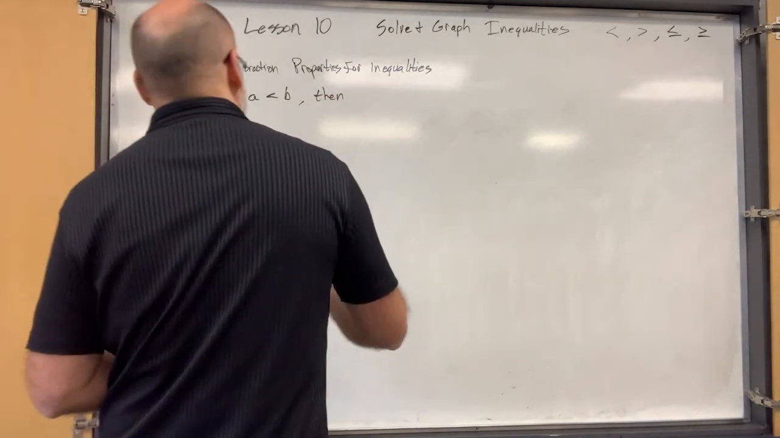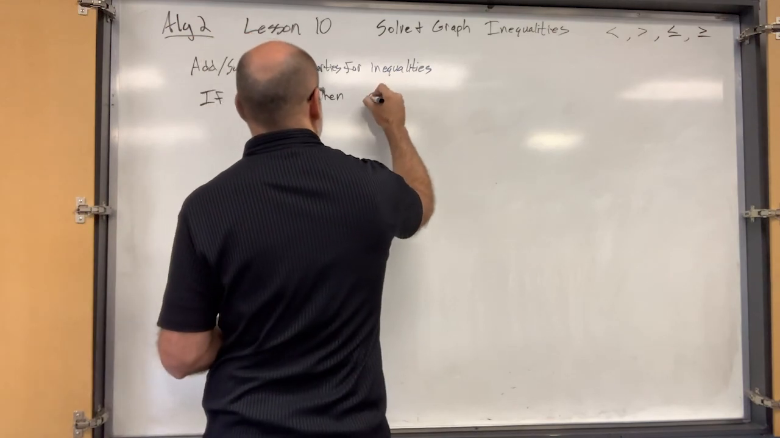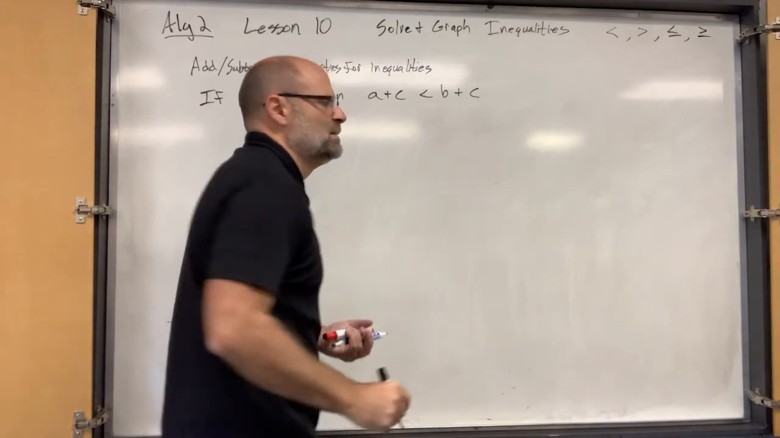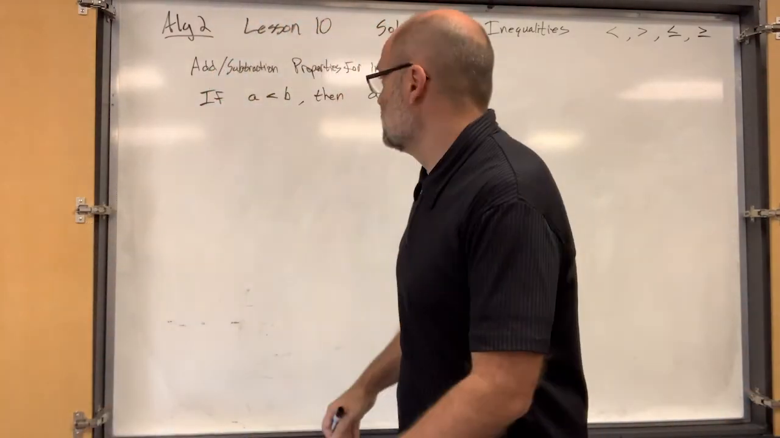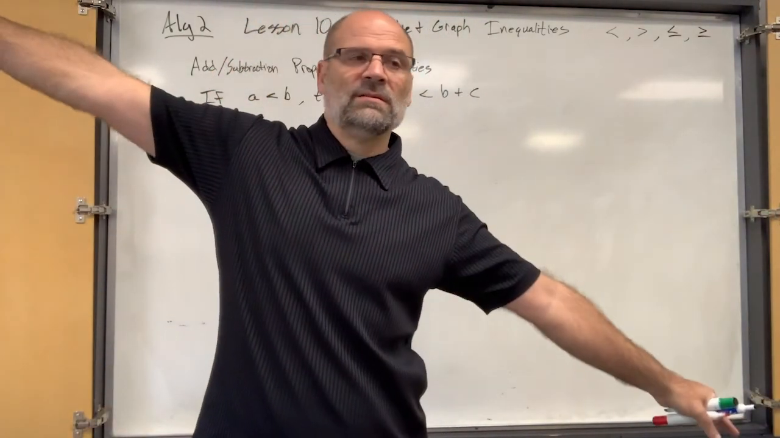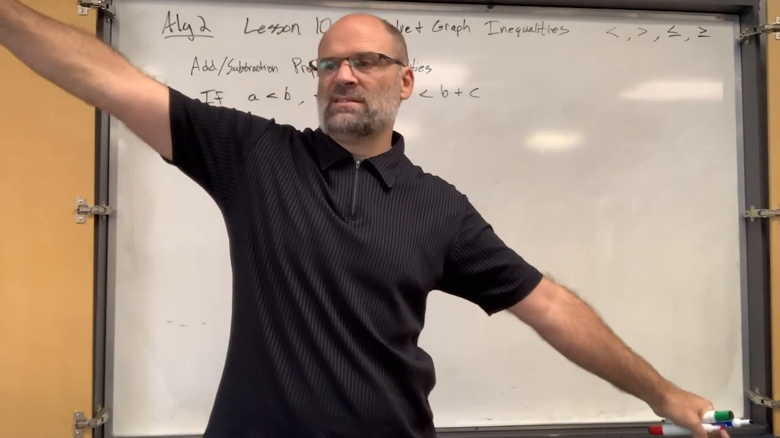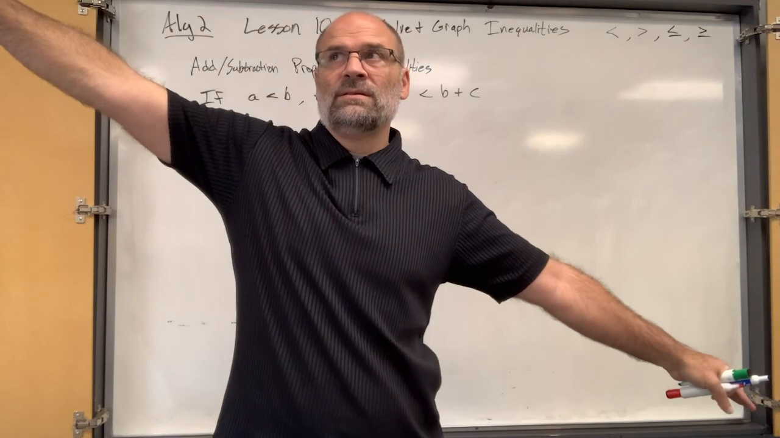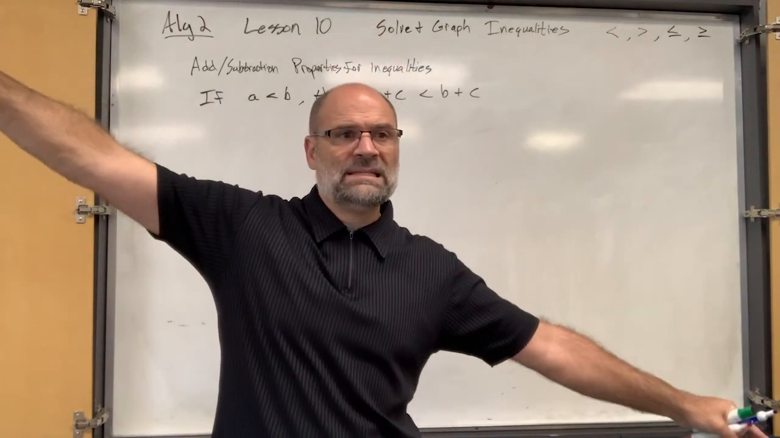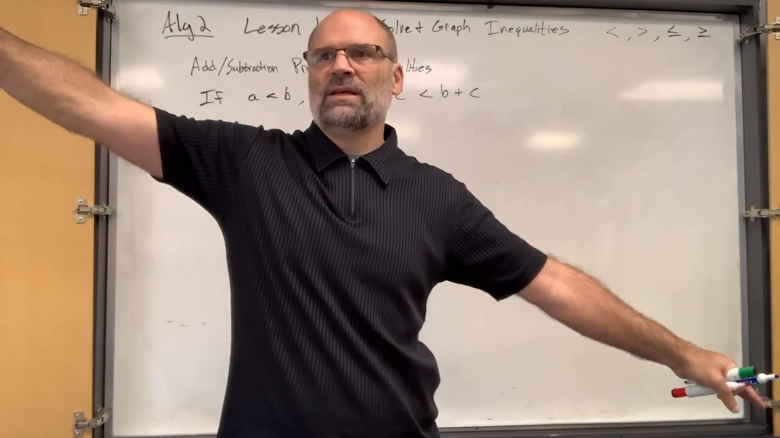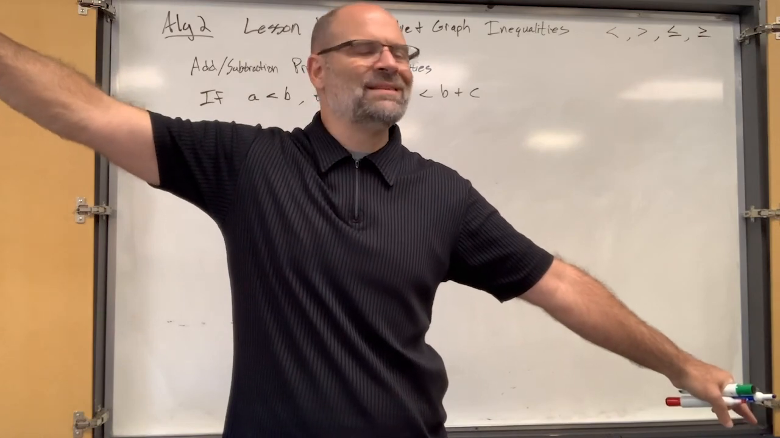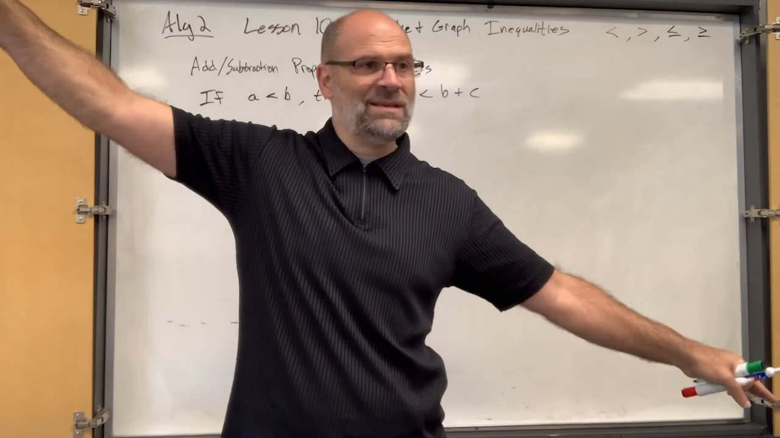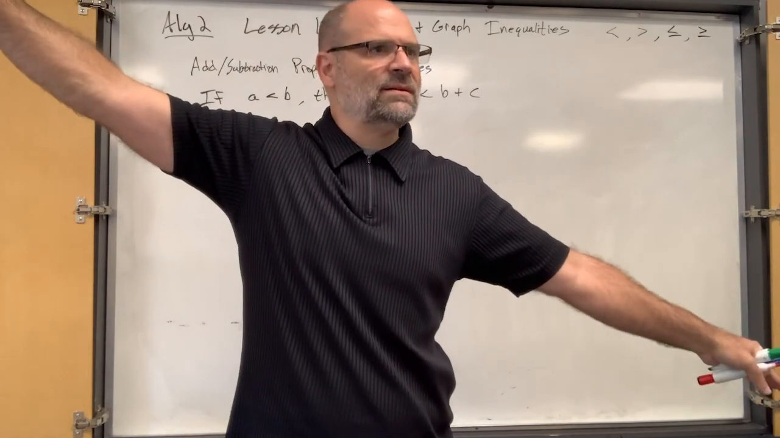Okay, so if A is less than B, then if you add the same weight to both sides, A plus C is still less than B plus C. Okay, so if A is less than B, this is what the balanced scale looks like, right? A is less than B, B is a little heavier. If you add the same weight to both sides, it's still the same inequality. That left side is still less than the right side, right? If you add the same weight to this scale, it's still going to look like this.